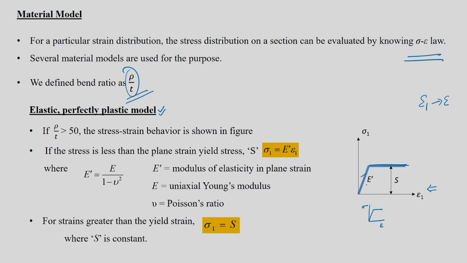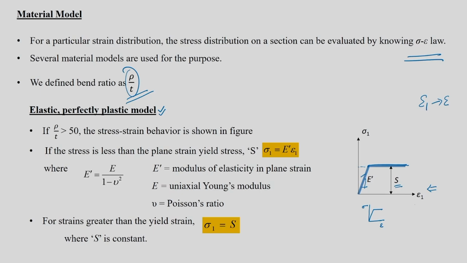The initial part is defined by the slope, which is nothing but your E dash. The slope is E dash, and this height, or this value, is nothing but my plane strain flow stress. Probably this point is nothing but your yield strength, but in a plane strain deformation process like bending, we are calling it S.